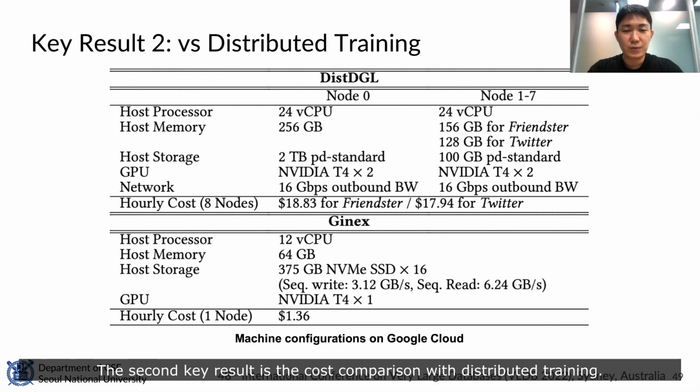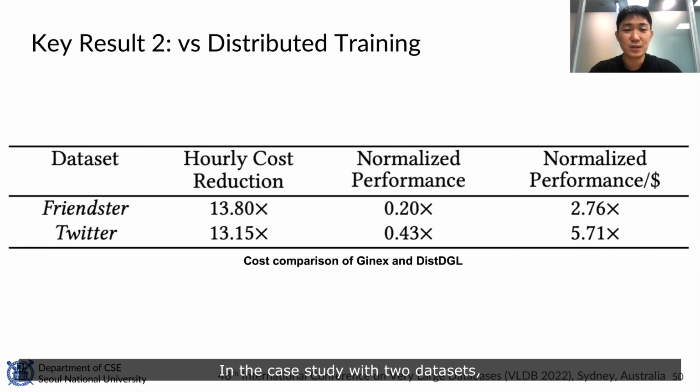The second key result is cost comparison with distributed training. We build an 8-node cluster for distributed training as well as a single-node Ginex instance on Google Cloud. In the case study with two datasets, Ginex reduces the training cost by a factor of 2.76 and 5.71 compared to Dist-DGL, a popular GNN distributed training library.